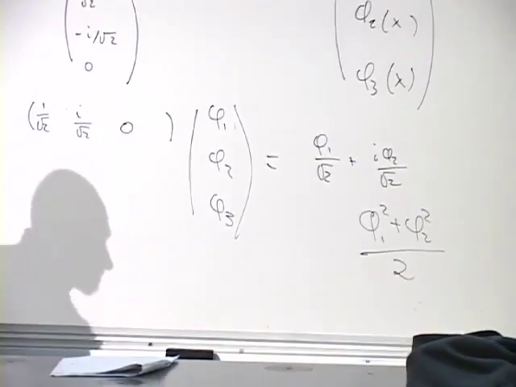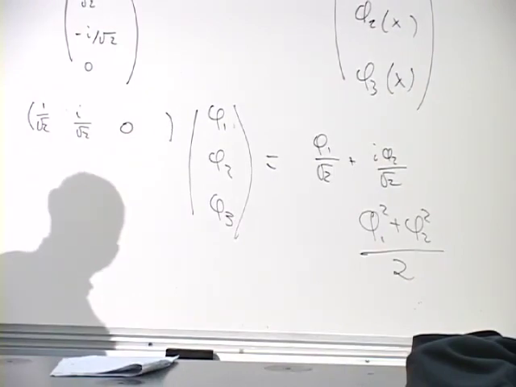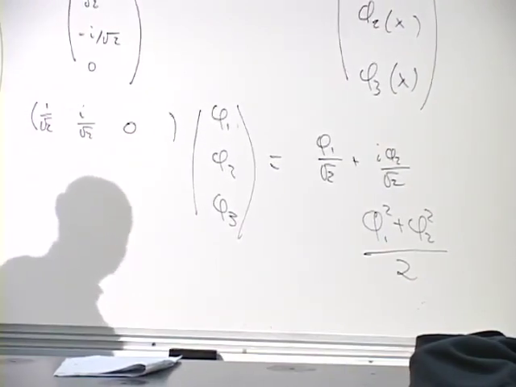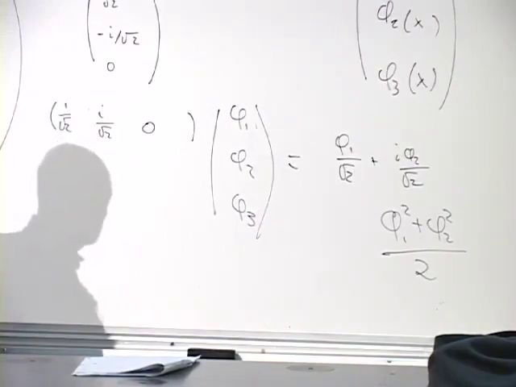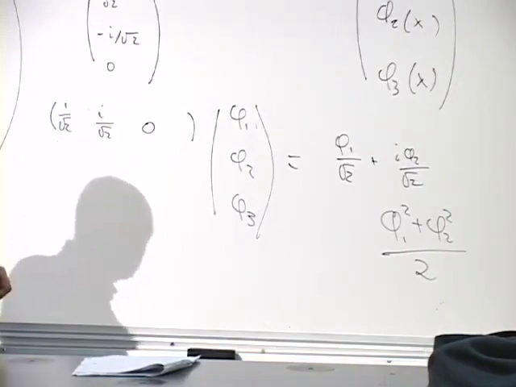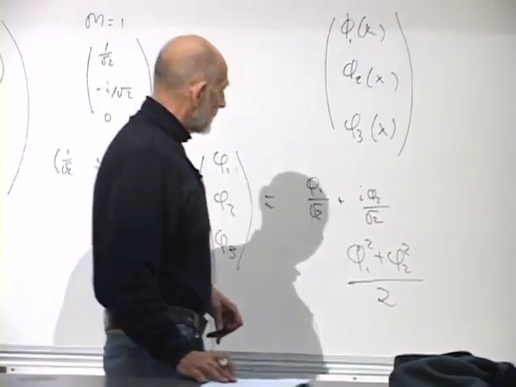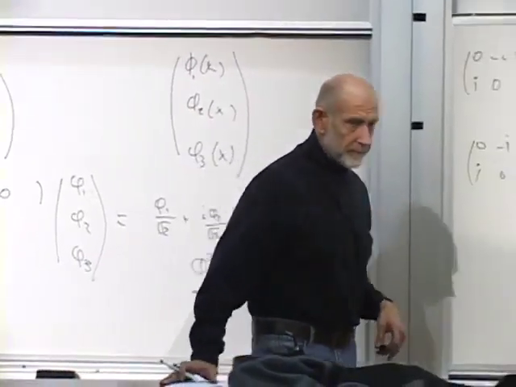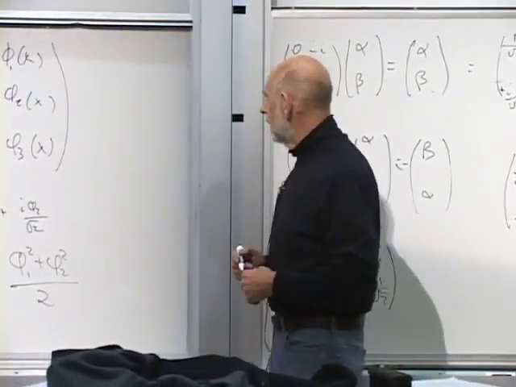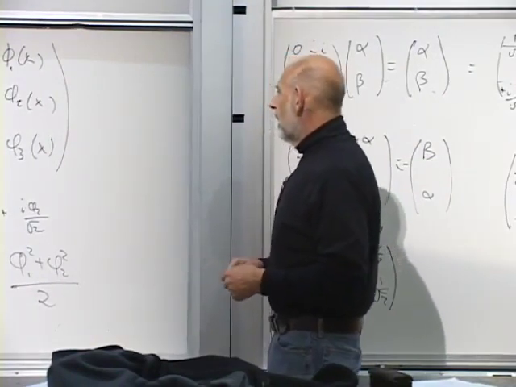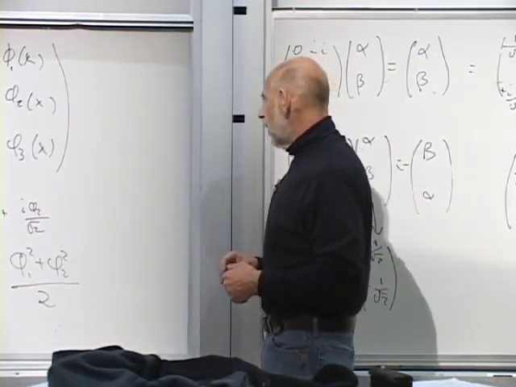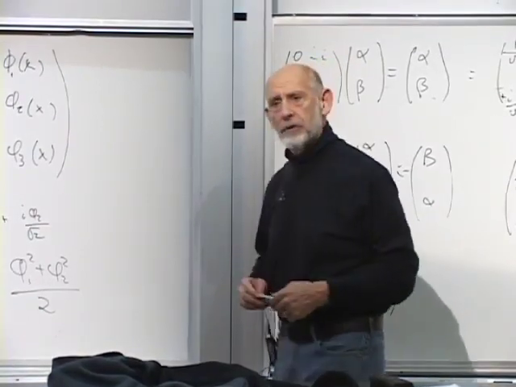I think it's the same. Phi 1 squared minus phi 2 squared? I don't think so. Is it? No, I don't think so. It can't be negative. All right, I think it's the same for this state. What about the probability that the z component of spin is 0?